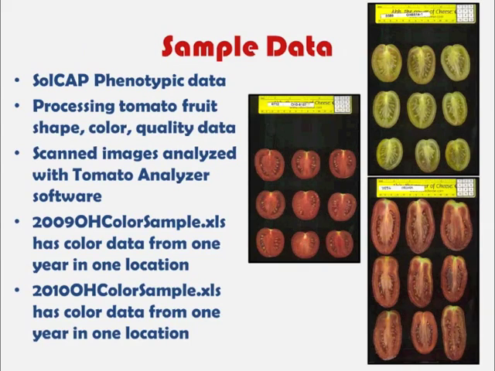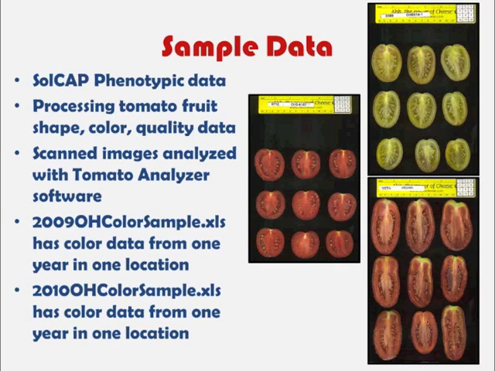So now I'd like to take just a little bit of time and talk about the sample data that we'll be working with. And as a reminder, this data is available to you online for your use and practice with R. So this data was collected for the SOLCAP project, or the Solanaceae Coordinated Agricultural Project, which is a USDA-funded grant program. And processing tomato fruit shape, color, and quality data was collected.